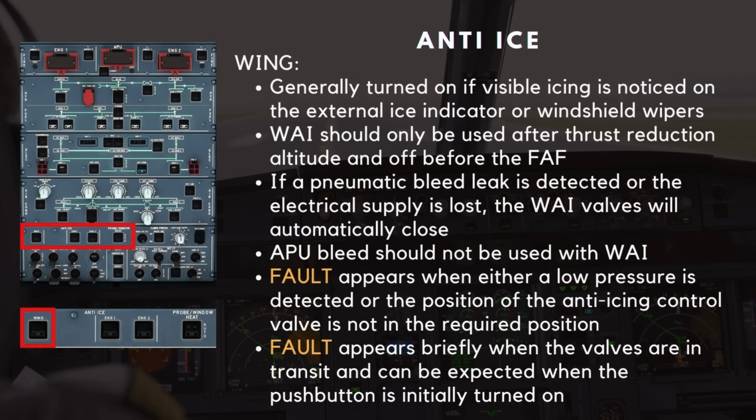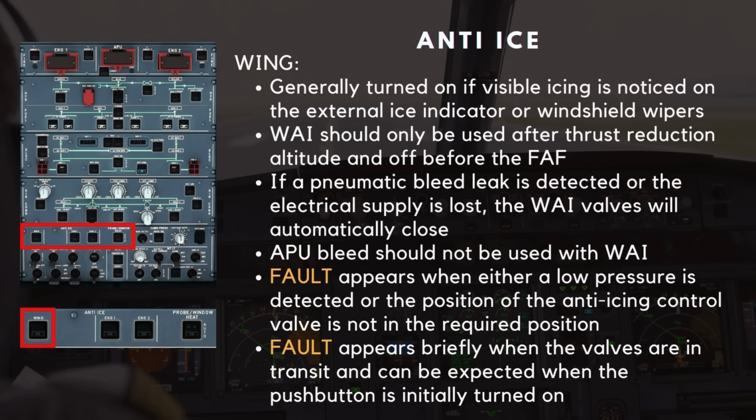The push button is generally turned on if visible icing is noticed on the external ice indicator or on the windshield wipers. And some FCTMs suggest that the wing anti-ice should only be used after thrust reduction altitude on takeoff and be turned off before the final approach fix on approach. As always, consult your manuals and apply airmanship where necessary.